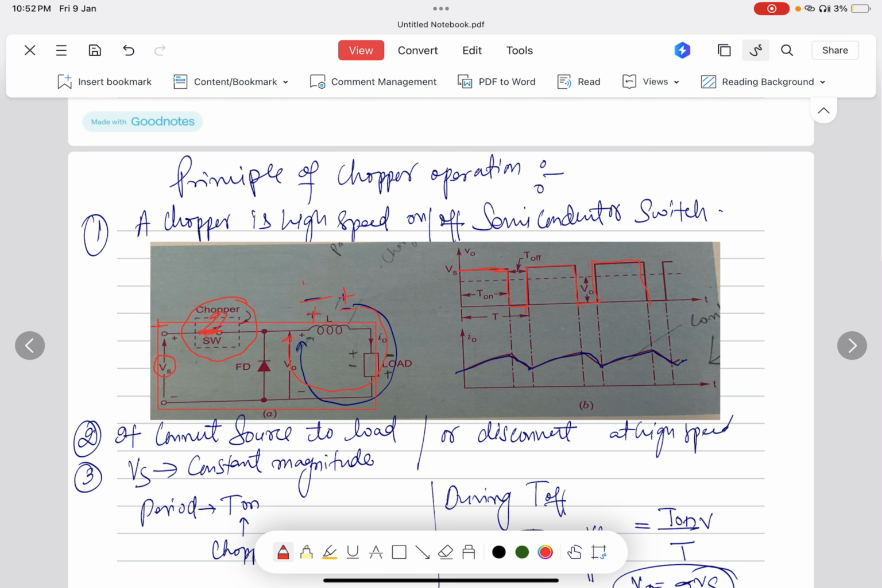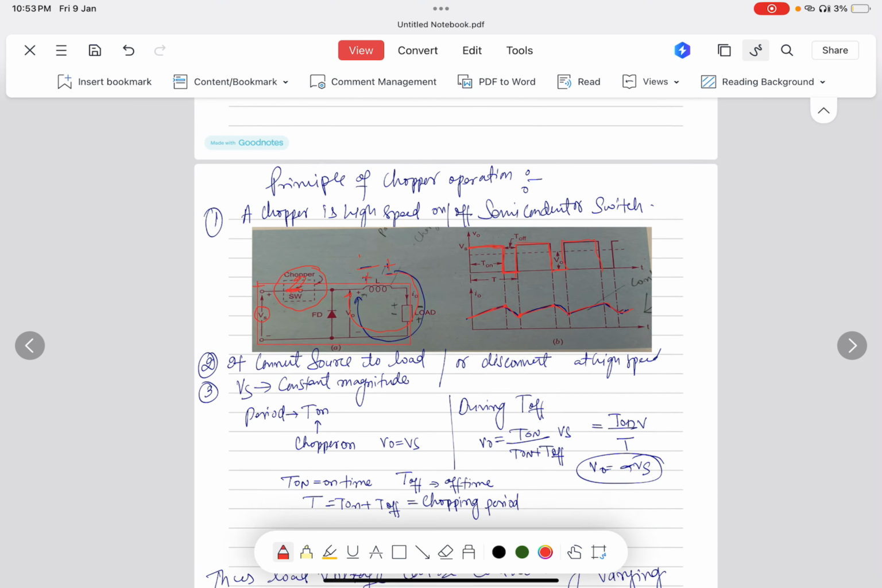Vs, as you can see, is a rectangular waveform. For the period T on it is on, then it is off, then again it is on, then again off. You can see the load current rises here, and when the switch is off, the freewheeling diode starts working and the current drops. Then when at this instant we again close the switch, the supply current starts flowing, then again it is off. So you can see the load current is continuous.